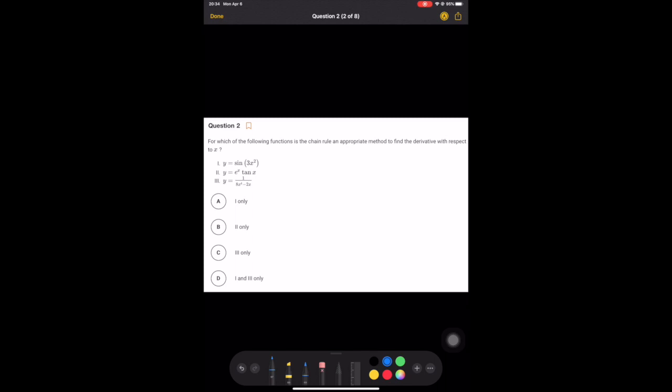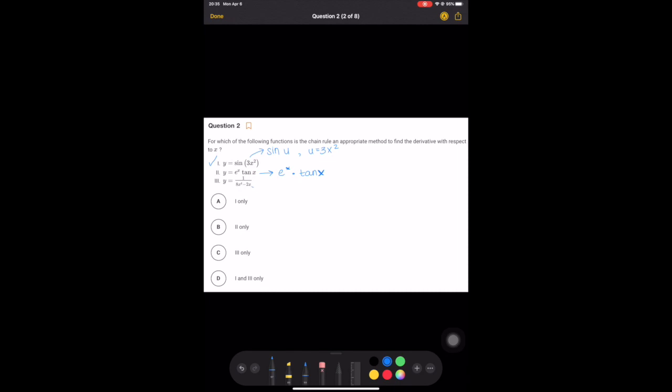If we look at number 1, this one is in the form of sine of u, where u is 3x squared. So that's definitely composition of functions, and we need chain rule there. Let's look at the second one. There we have e to the x, a function on its own, with just that lonely x in the power. So no composition of functions there, no chain rule yet. And then times tangent of x, also just a lonely x on the inside, so we do not need chain rule.